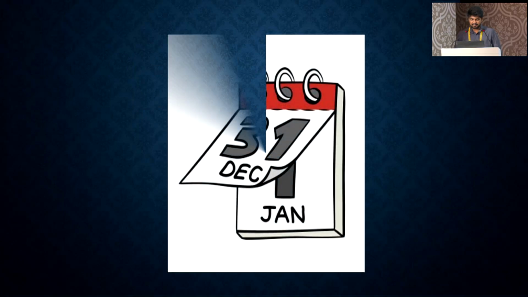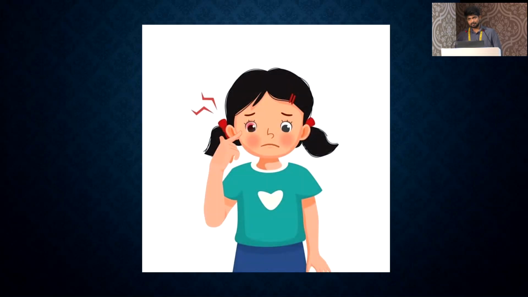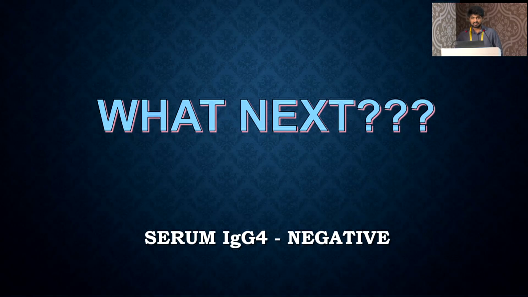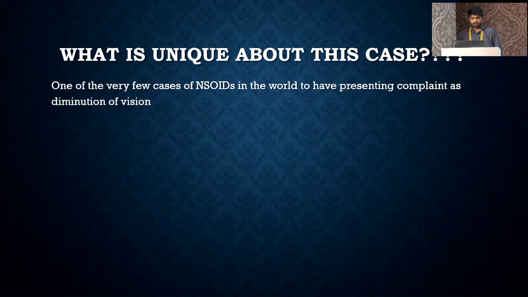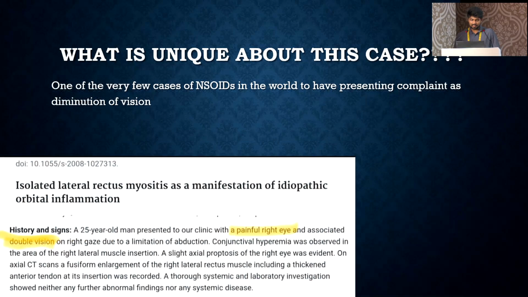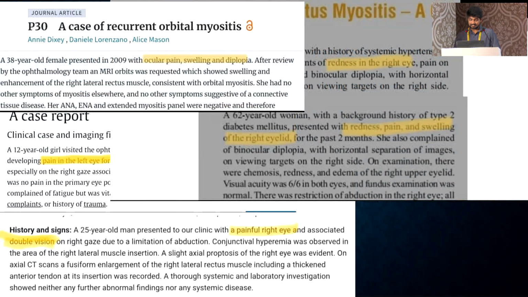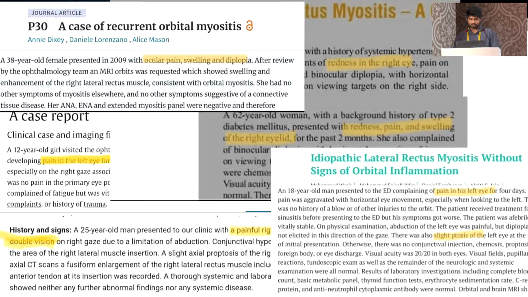So 1 year passed by, the patient never came back, and then again she comes back with the same complaint, but this time with full-blown redness, proptosis, and lid edema, which suggests inflammation of the orbit. So what next? We did serum IgG4 because the lacrimal gland was still inflamed. It was negative. So what is unique about this case is that it is one of the very few, actually the only NSOID that I could find on the internet which has a presenting complaint as a diminution of vision, because all the others either have pain, redness, proptosis, lid edema, pain on movements or restricted movements. No one ever came with diminution of vision.